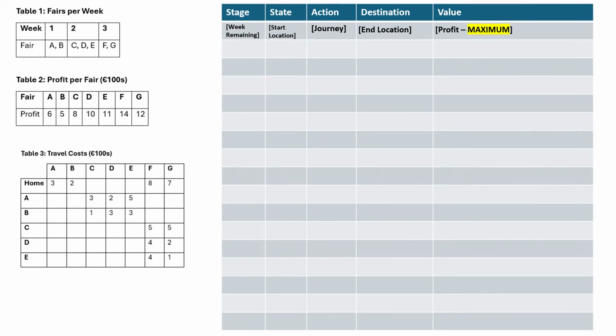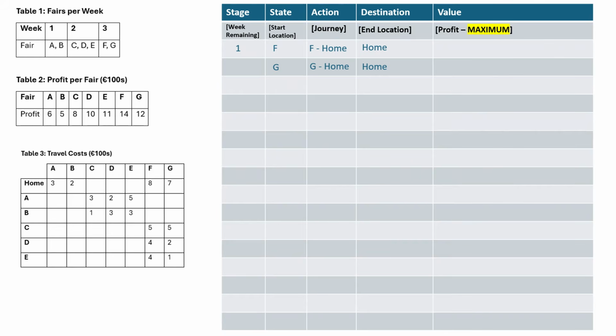So let's start with our week 3. Remember, we always start at the end, which means we're in stage 1, but there is basically 1 week to go before the end. Then you might say, well, we're in week 3, but he is at the start of week 3 and he doesn't get home till the end of week 3, or you can think of it as the start of week 4. So he can either start at F and then he'll have to travel F to home, which leaves him home, or he can start at G and then go G to home, which means he ends up at home.